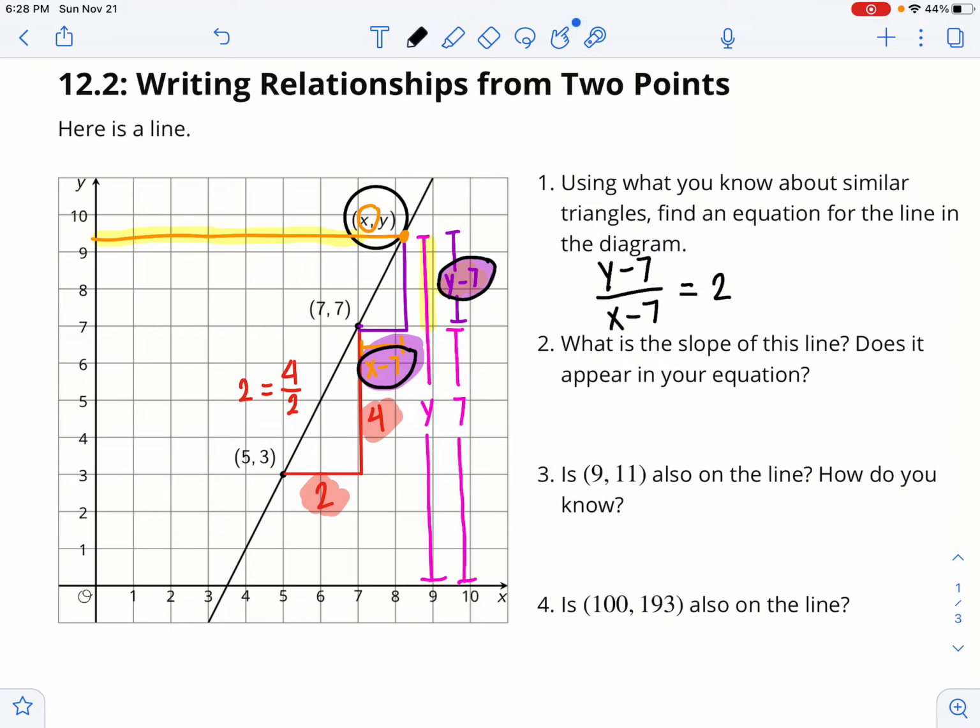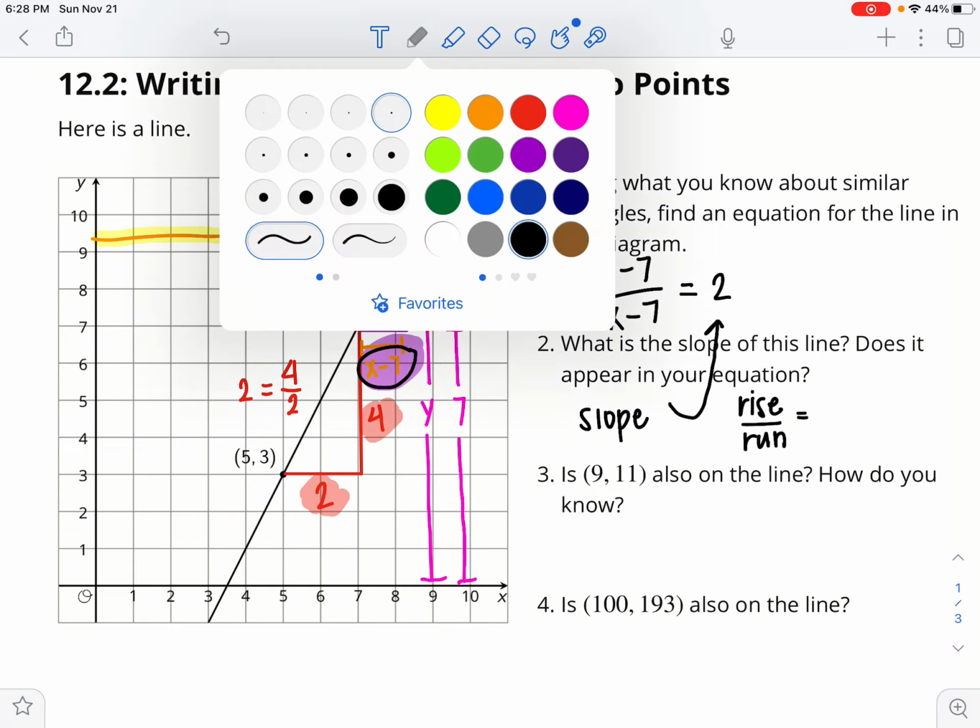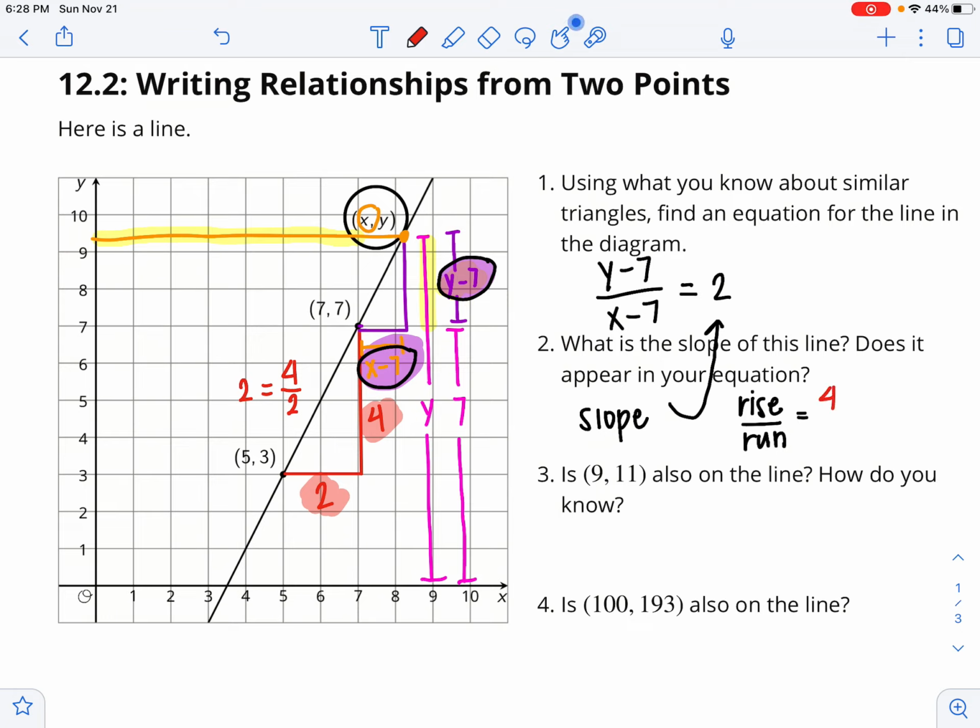Now the slope of the line is simply 2, right? And it does appear in our equation. It's right here on the left side. It's the rise over the run, and we got it from that red triangle because we knew that the rise was 4 and the run was 2.